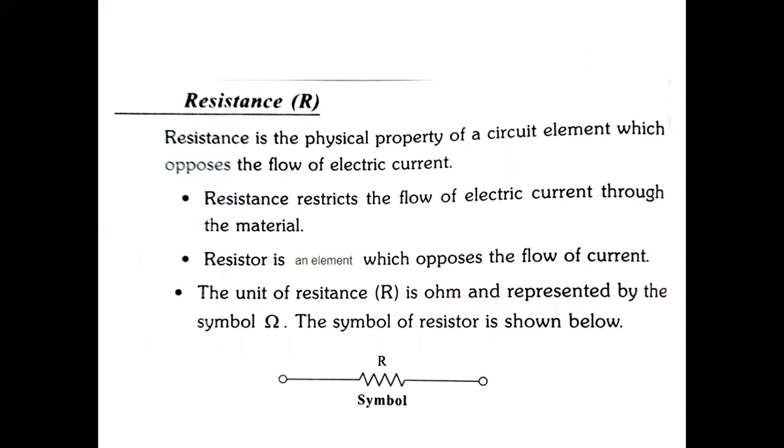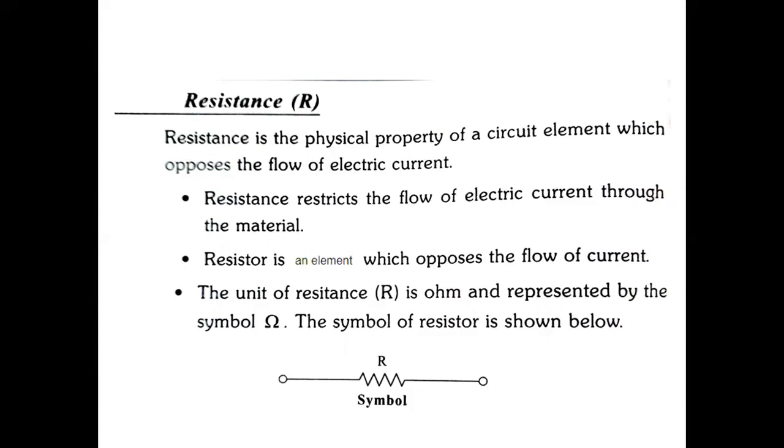Resistance. Resistance is the physical property of a circuit element that opposes the flow of electrical current. Resistance restricts the flow of electric current through a material. Resistance is the property, whereas resistor is the element. Resistor is the element which opposes the flow of current.